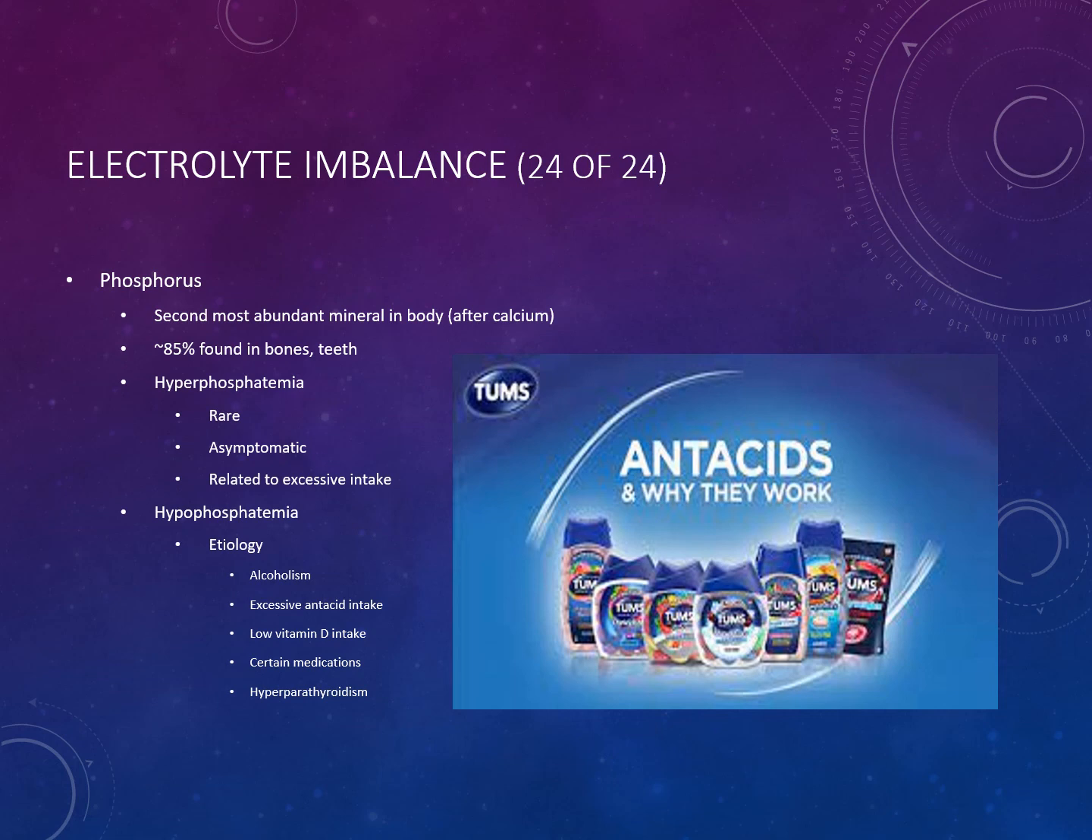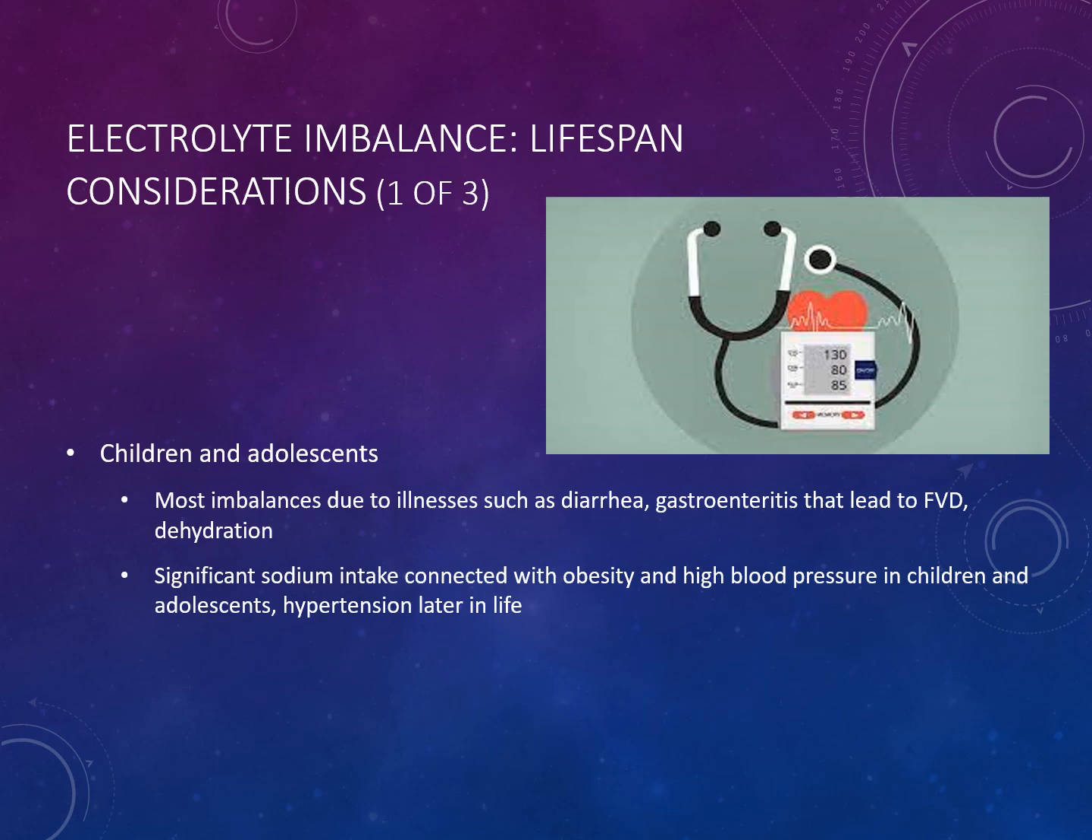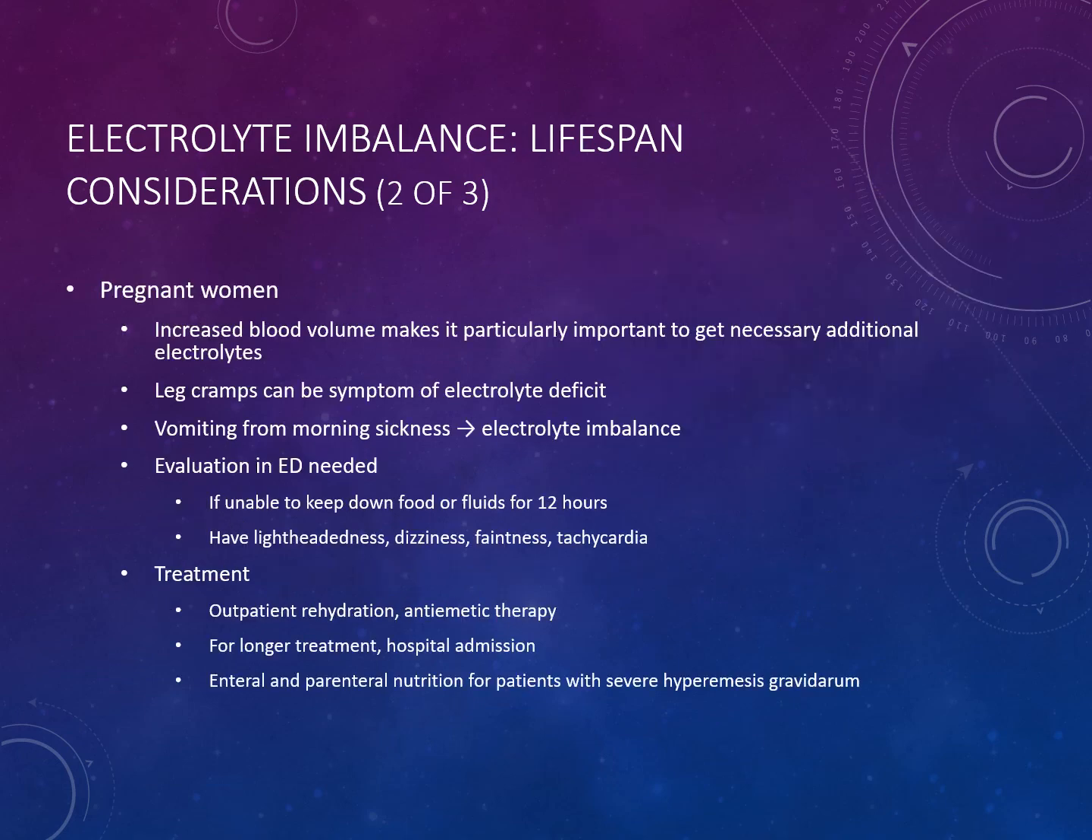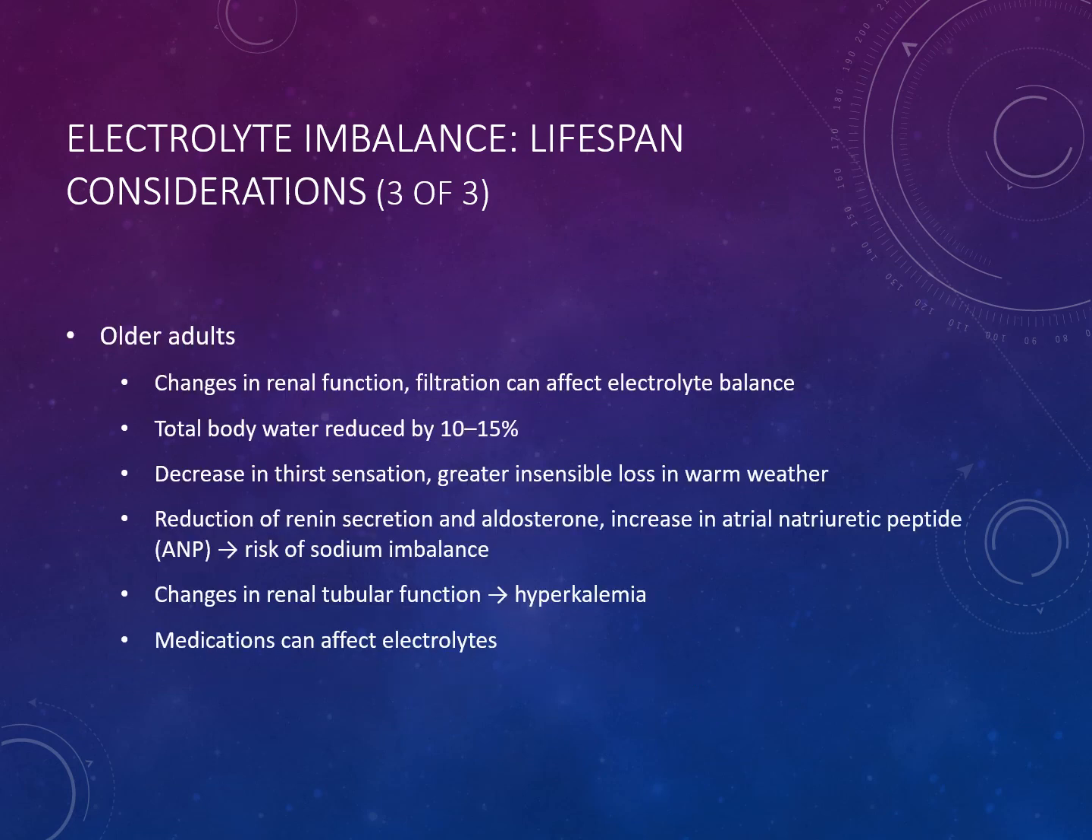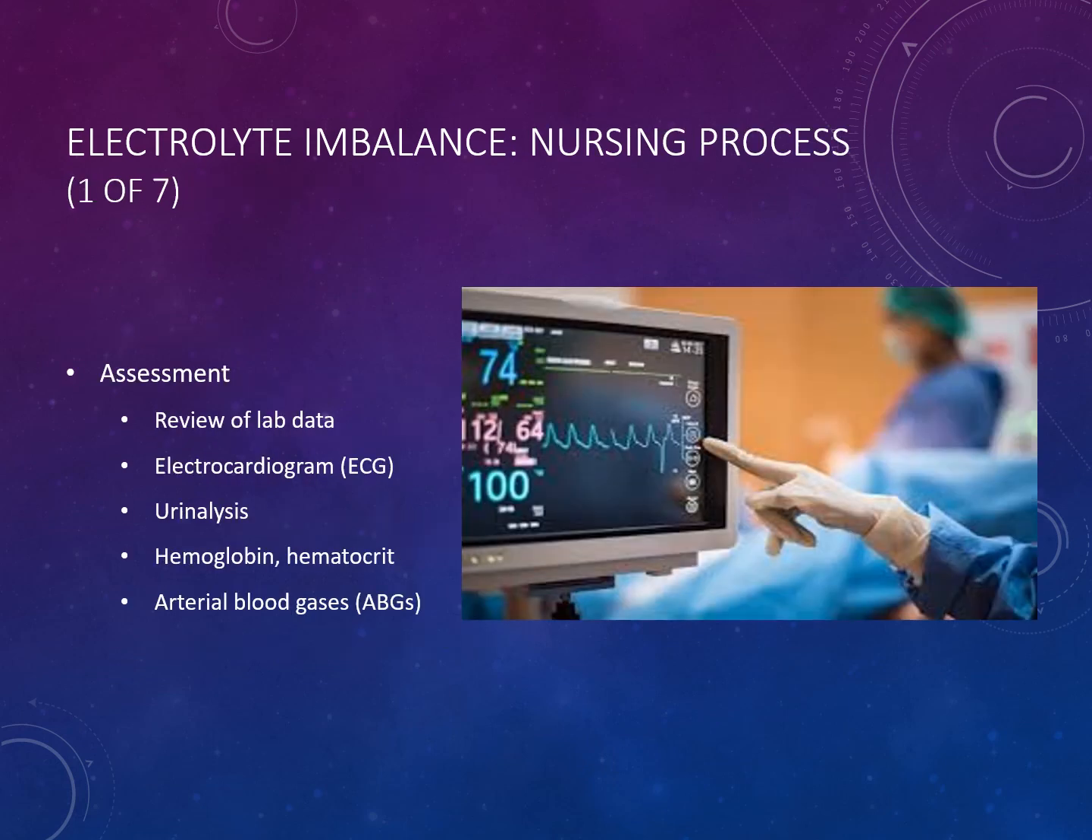Phosphorus, 85% is found in bones and teeth, and these conditions are rare. So just kind of read this on your own. In children and adolescents, most imbalances are due to diarrhea and GI problems that lead to fluid volume deficits. And then again, in pregnant women, just read over that. It's very short there. Again, here are some of the changes that you see with the electrolyte imbalances, and we've already talked a little bit about this before, so I'm just going to keep right on going.